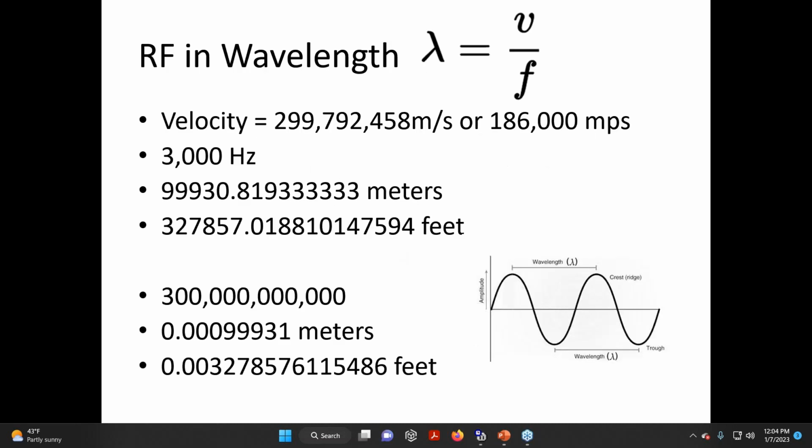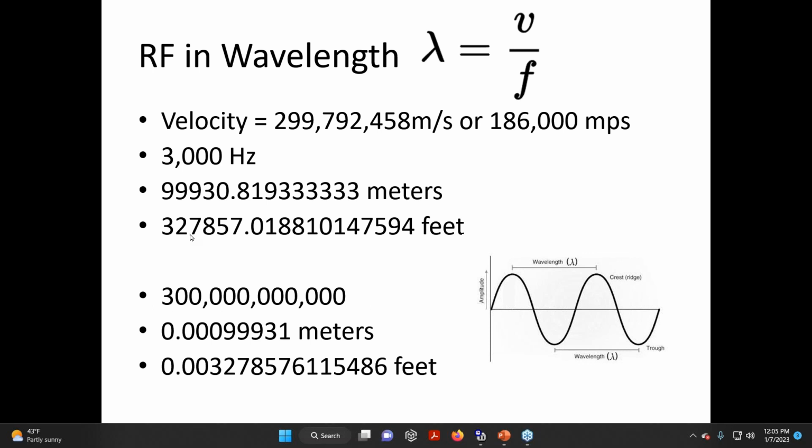Now, what are we talking about? We're also talking about the speed of light. Speed of light is measured in meters per second at 299 million meters per second, and we usually round that off to 300 million, or 186,000 miles per second. At a 3,000 hertz frequency, here's a wavelength in feet.